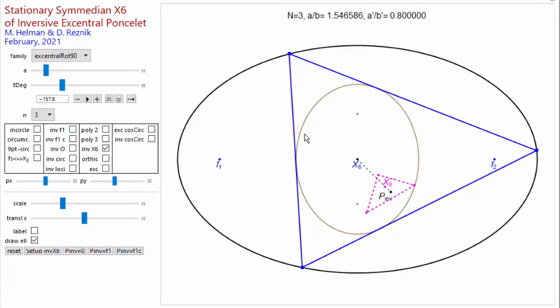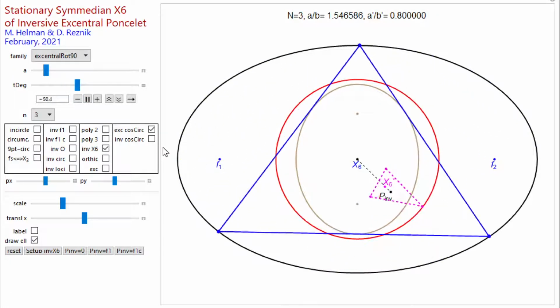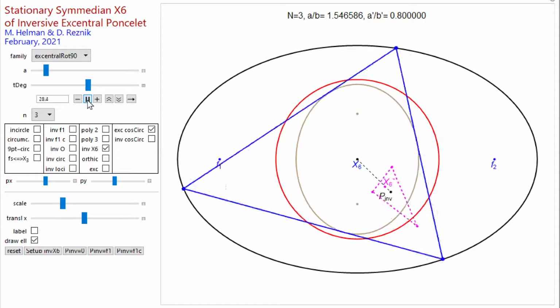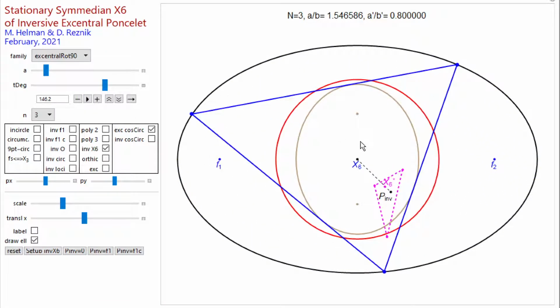Okay, so one result we've known for a while is that that ratio, abc divided by the sum of the squared side lengths, is conserved for this family, for this blue family here, the solid blue, the family of excentrals of three periodics. Therefore, if I were to draw its cosine circle, this red circle here, you're going to get a circle centered on x6 whose radius is also fixed. So you get this red circle, and we've derived that expression in terms of a and b of the elliptic billiard.